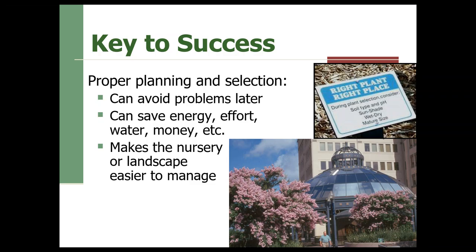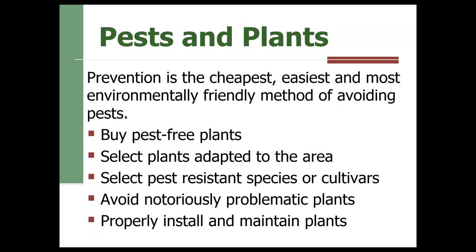When it comes to pests and plants, prevention ultimately is the cheapest, easiest way of avoiding pests. This means buying pest-free plants to begin with, selecting plants that are best adapted to your area and to the site that you'll be placing the plants. If possible, select pest-resistant species or cultivars. Avoid some notoriously problematic plants, and then properly install and maintain the plants. These are all basic things, but it doesn't hurt to remind us of these things when you're talking about any plant group.